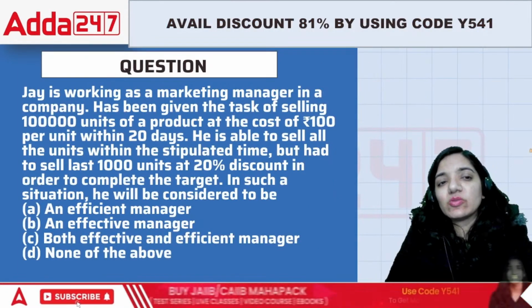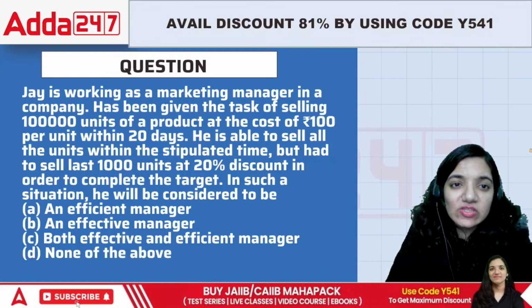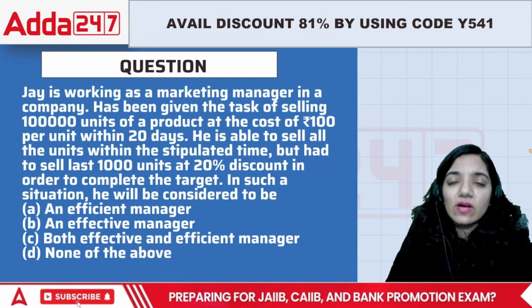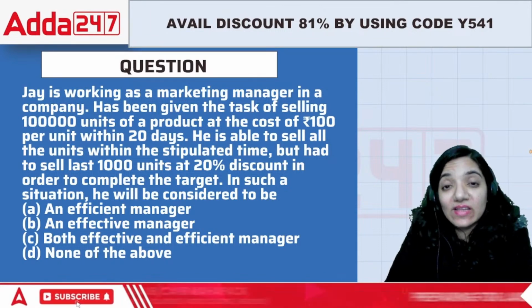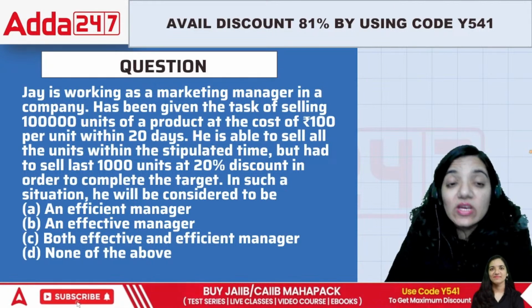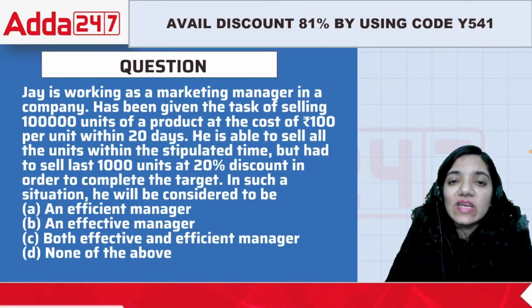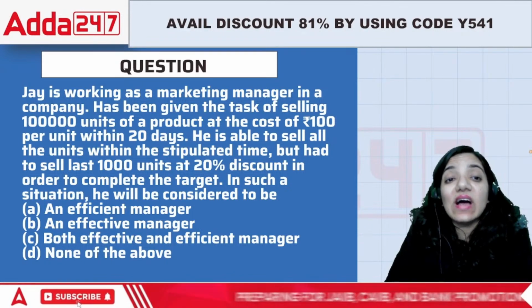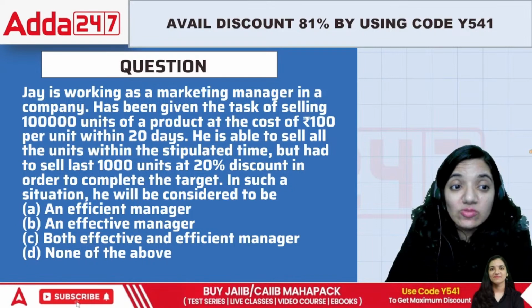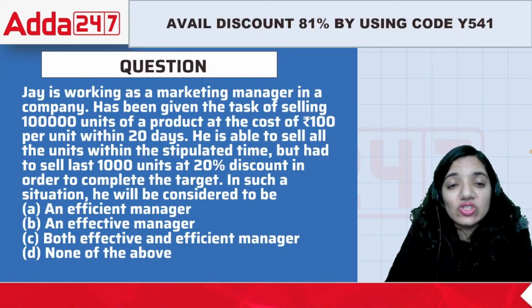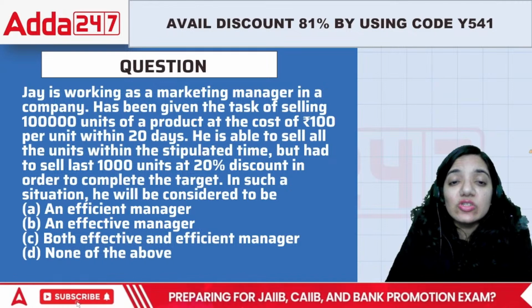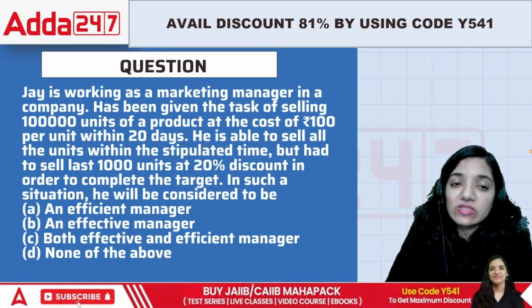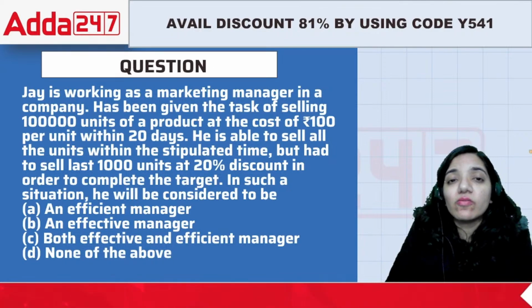This is what a particular case study would look like. It says that Jay is working as a marketing manager in a company. He has been given a task of selling 1 lakh units of product at the cost of 100 per unit within 20 days. He's able to sell all the units within the stipulated time, but had to sell the last 1000 units at 20% discount in order to complete the target. In such a situation, he will be considered an efficient manager, an effective manager, both effective and efficient manager, or none of the above.